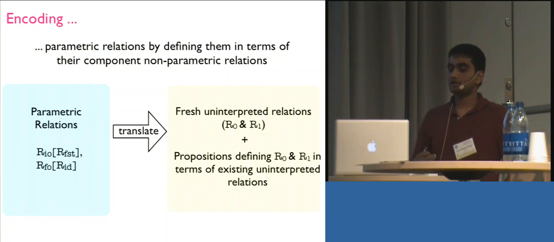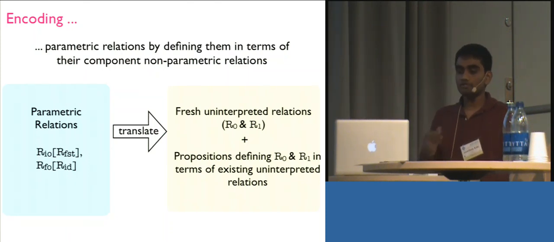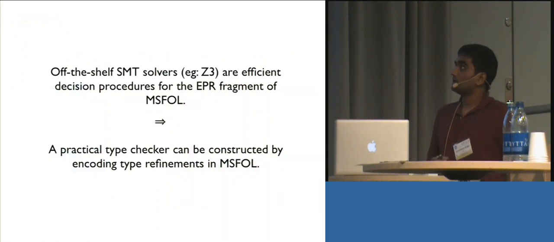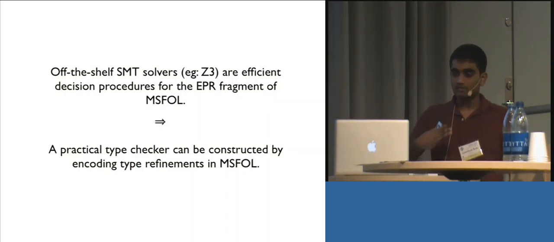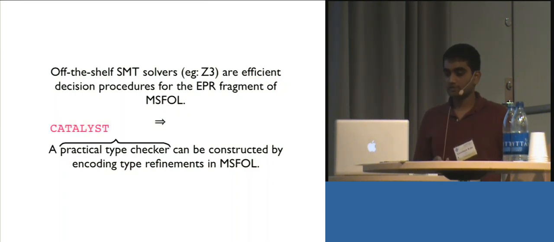So we essentially introduce fresh uninterpreted relations and propositions that define the semantics of these new uninterpreted relations in terms of existing uninterpreted relations. The EPR fragment of MS-FOL has effective decision procedures. For example, Z3 is an effective decision procedure for the EPR fragment of many-sorted first-order logic. So a practical type checker can be constructed by straightforwardly encoding these type refinements in MS-FOL. And we did construct one such type checker. We call it getList.